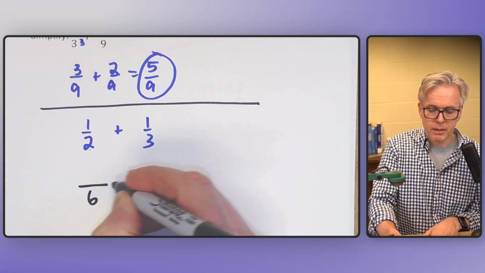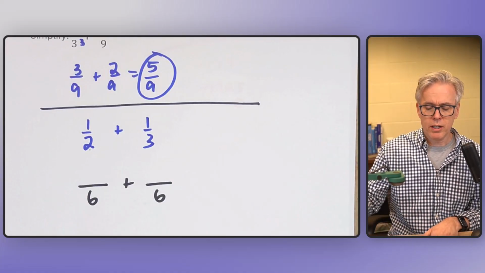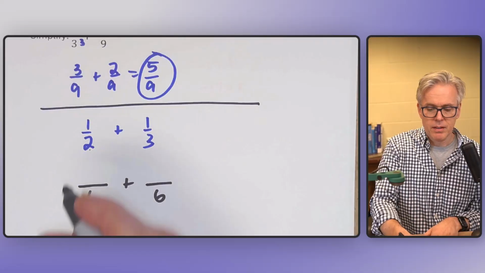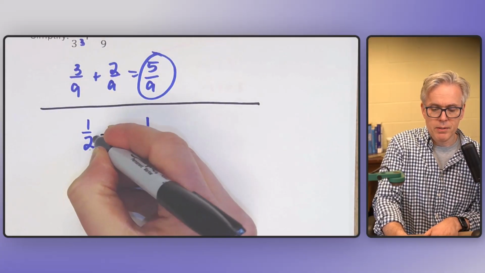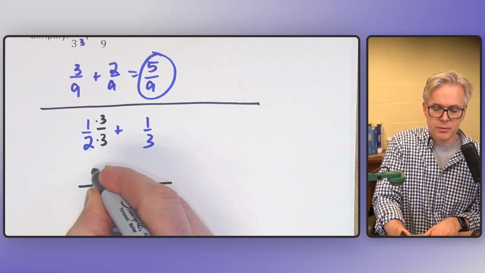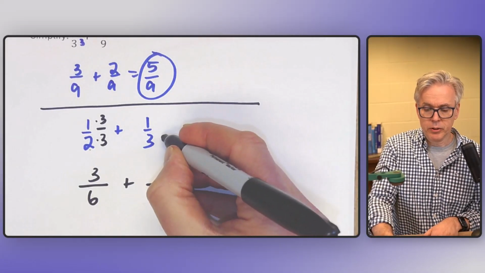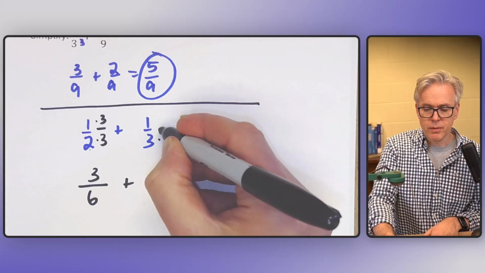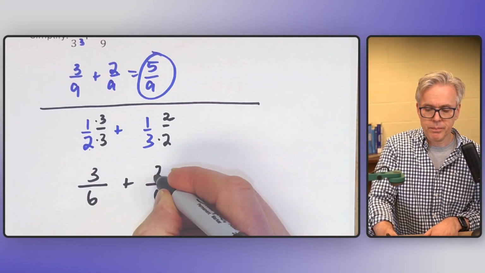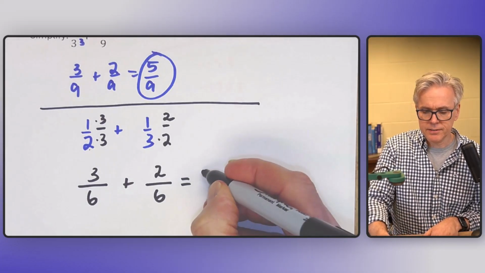So kind of foreshadow here what both these need to be. What do I need to multiply the top and the bottom by to make that a 6? In this first one, if I multiply both top and bottom by 3, 3 times 1 is 3. Now what about 1/3? I need to multiply this 3 by 2 over 2. 2 times 1 is 2. So 3/6 plus 2/6 is 5/6.